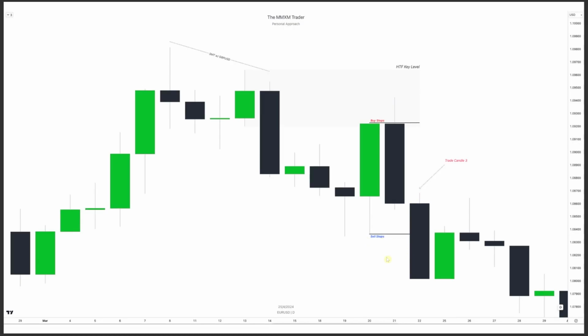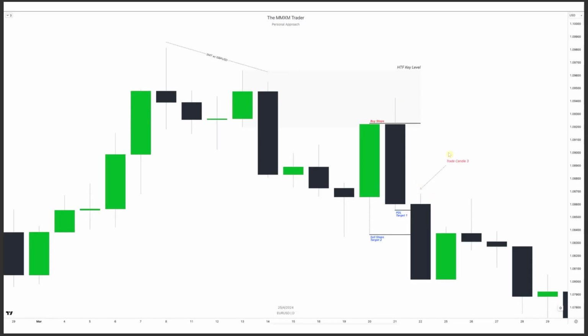So let's dive in to a lower time frame and see what that looks like. So we trade candle number 3. We want to be targeting the previous daily low first of all, right? That is target number 1, and then the candle's range low of where the swing point occurred. That is target number 2.